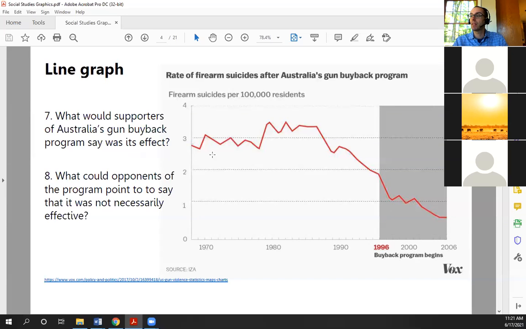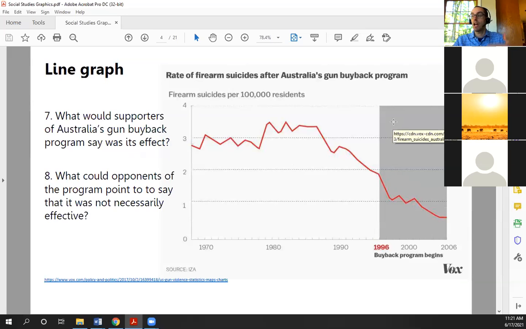Okay, so 1996, Australia does a gun buyback program, which is going to lower the number of guns that Australian people own, right? So we see the vertical axis is firearm suicides per 100,000 residents. And it kind of bumps along at 3 suicides per 100,000 residents, starts to go down. And then after the buyback program, it's below 1, right? So that's pretty good. If you're a lawmaker in Australia, that's a good thing. Yeah, it is. So number 7, what would supporters of Australia's gun buyback program say was its effect?